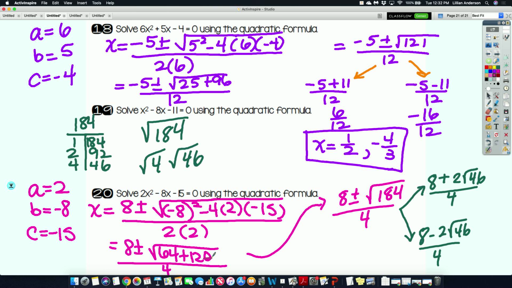Your two solutions become 4 plus the square root of 46 over 2, and then 4 minus the square root of 46 over 2. These would be your two answers. They're not integers, they're not rational numbers, but they are solutions and they are real.